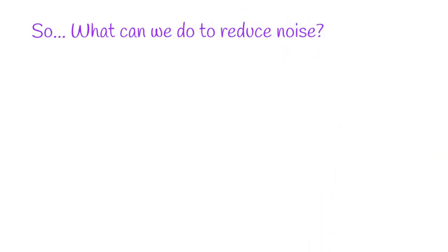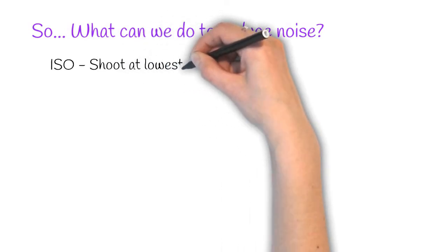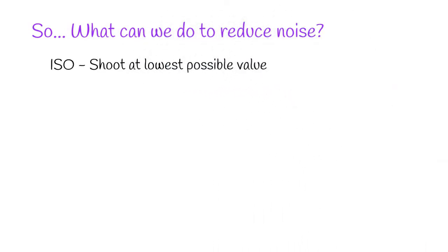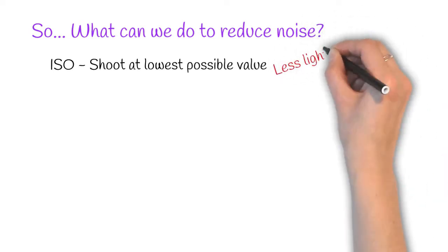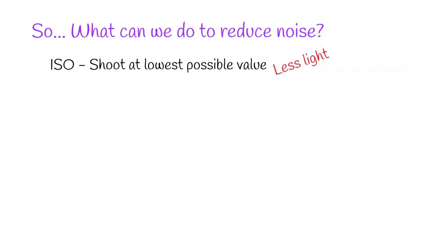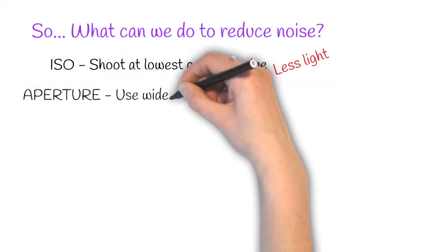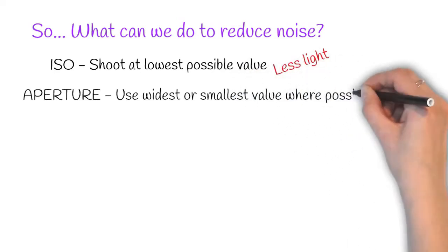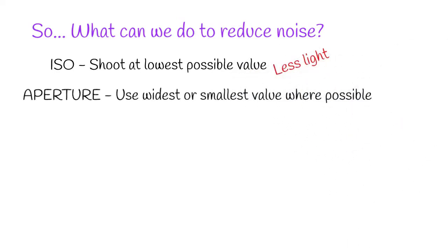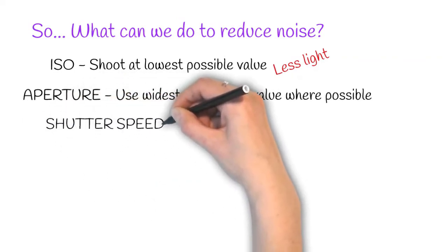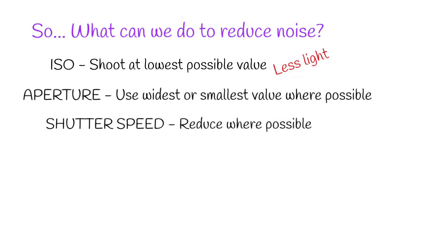When setting up your camera, set it for the lowest possible value of ISO. This will let in less light per shot, but also will produce the least noise. Next, use the widest or smallest value of lens aperture, where possible and where your photograph allows. Also, use the lowest possible shutter speed for the conditions in which you are photographing and for the type of photograph that you are taking.